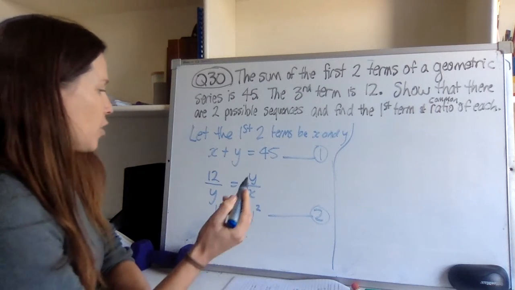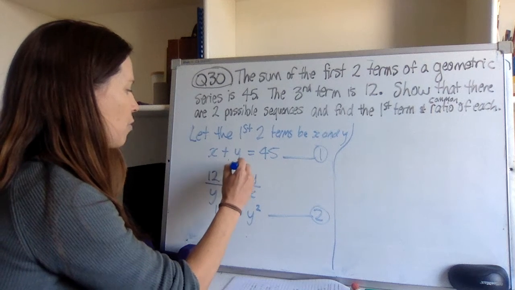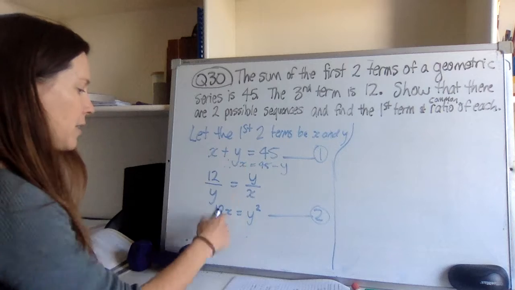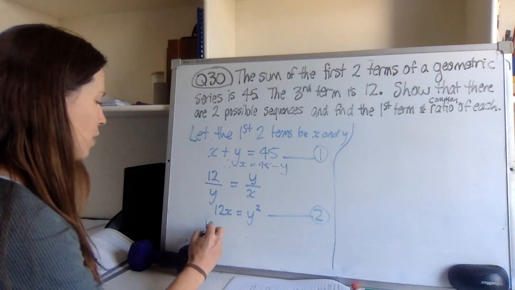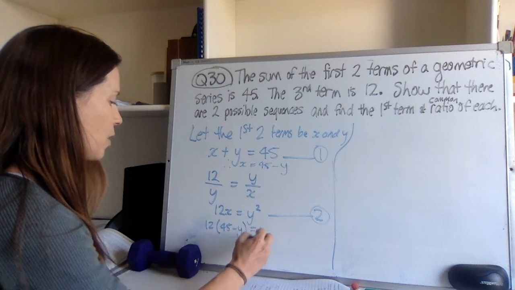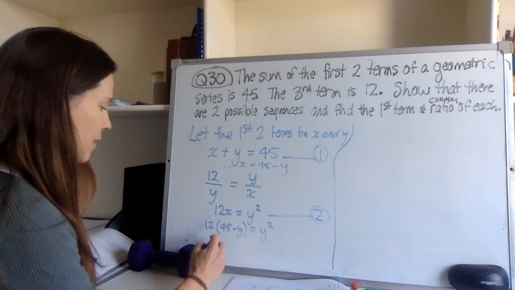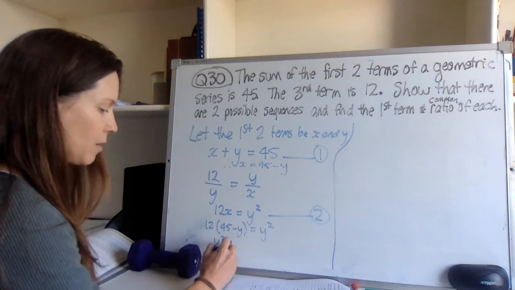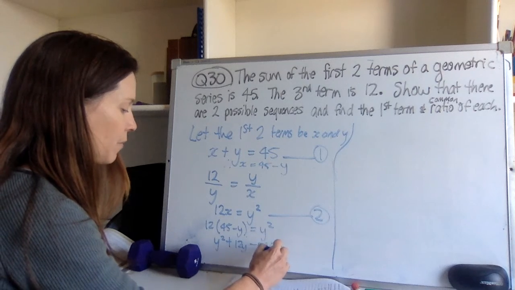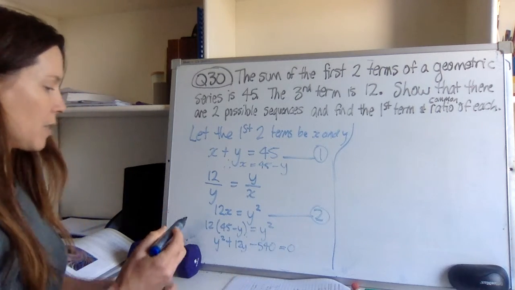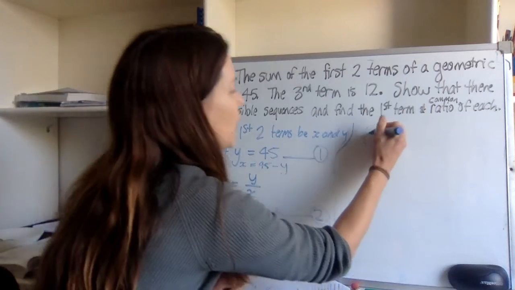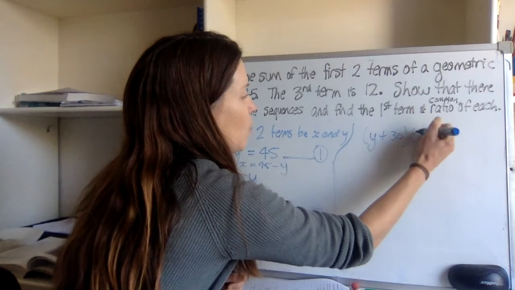So a logical way to do it would be to say, therefore, x is 45 minus y. So now I can sub that in. So we've got 12 multiplied by 45 minus y is equal to y squared. And expanding this out, I'm going to end up with y squared plus 12y minus 540 equals 0. Now, this is factorizable. We can do y plus 30 and y minus 18.